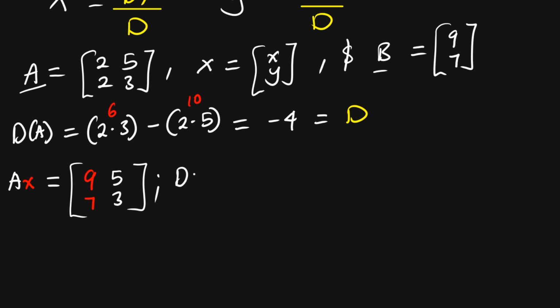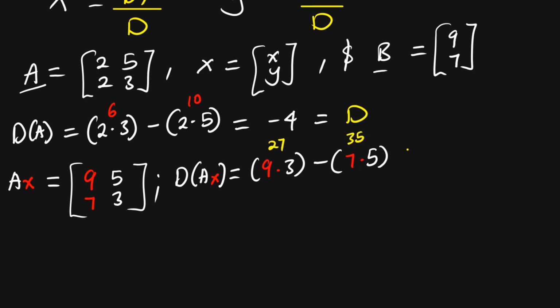So the determinant of Ax will equal the product of elements on the major diagonal, which is 9 times 3, minus the product of elements on the minor diagonal, which is 7 times 5. For this, 9 times 3 is 27, and 7 times 5 is 35. But 27 minus 35 is the same as negative 8, which will equal determinant x.